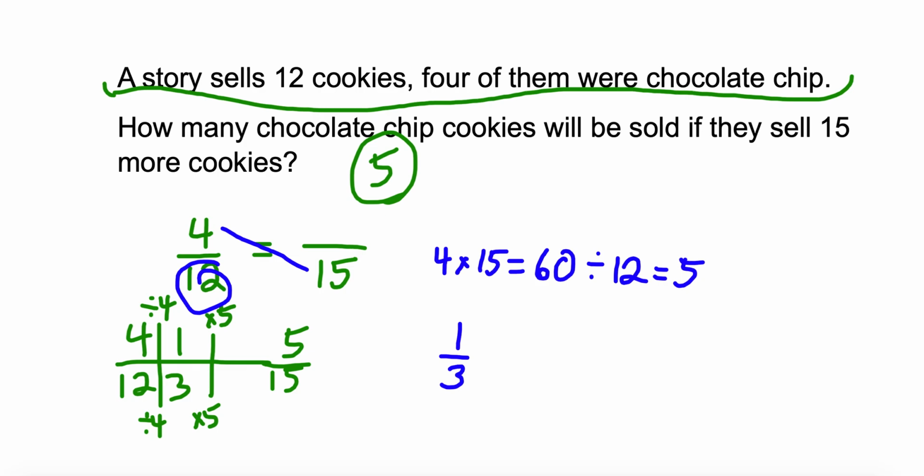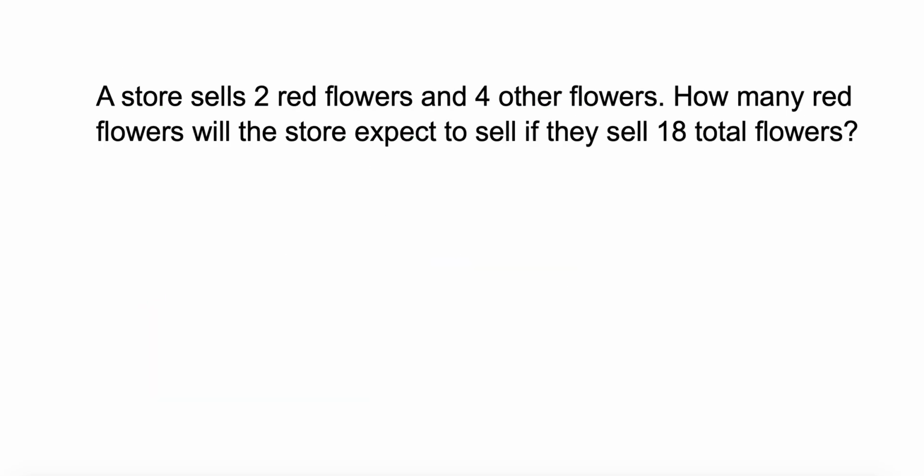Let's go to another example here. A store sells 2 red flowers and 4 other flowers. How many red flowers will the store expect to sell if they sell 18 total flowers? So we're going to use this first sentence here to get our experimental probability. But this one's got a little catch to it. We want to know how many red flowers there are to all the flowers.